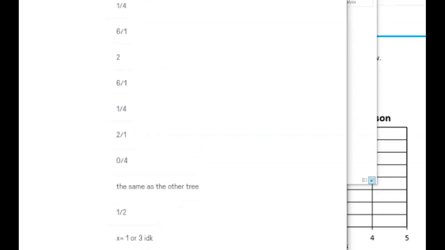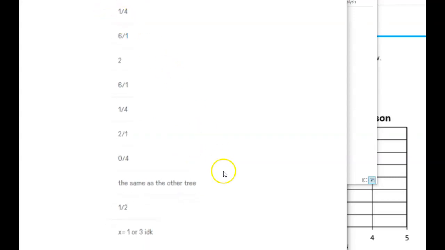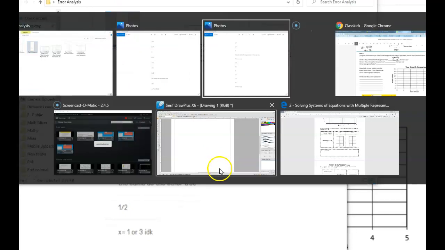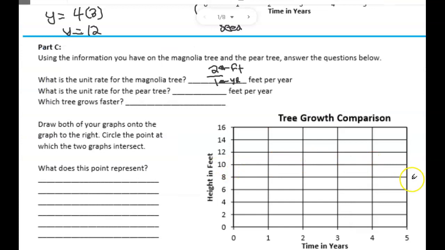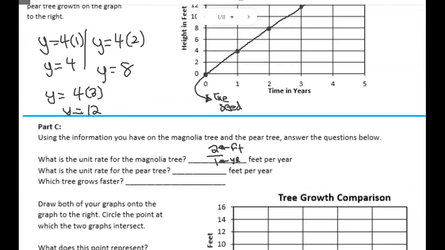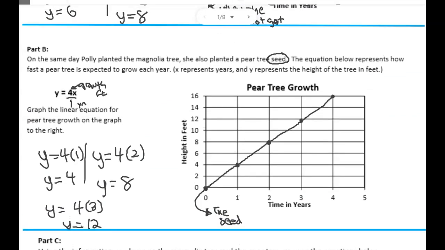Okay, so give me a second. What I'm going to do though is toggle back and go up to that challenge and take a look at it. All right, let me get there. All right. So let's go up to the pear tree. So one thing we notice is that the pear tree wasn't a tree when she first got it. When Polly got it, it was a seed. Bing, we had 0.